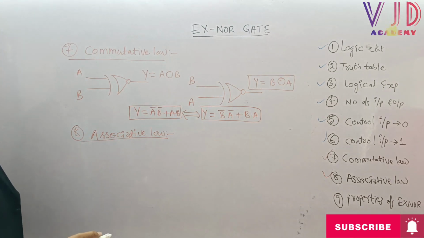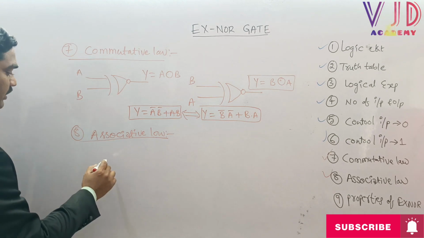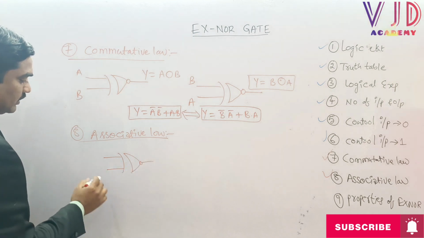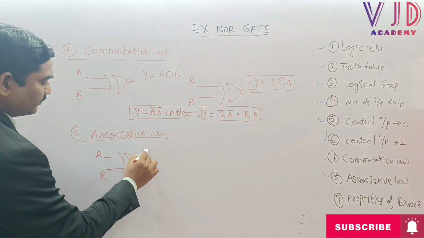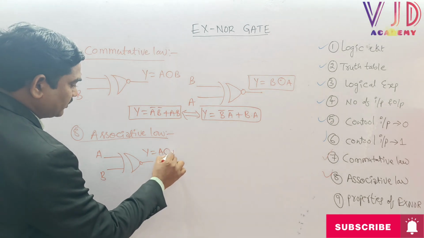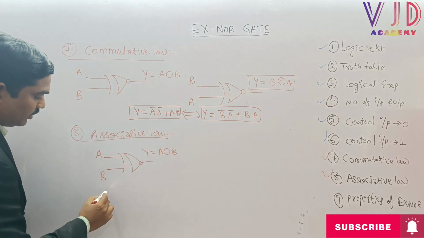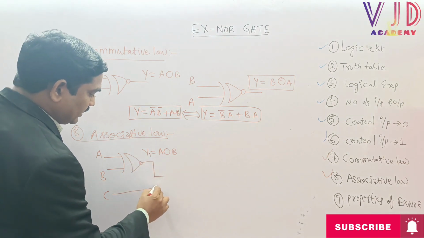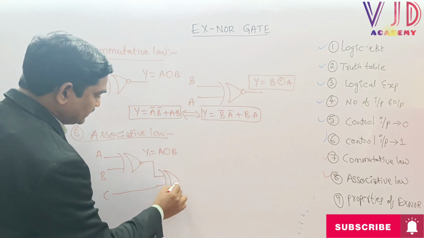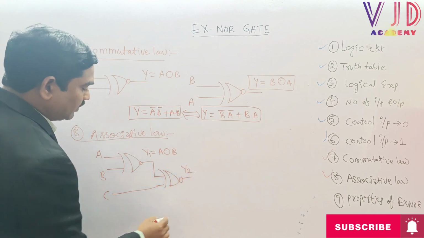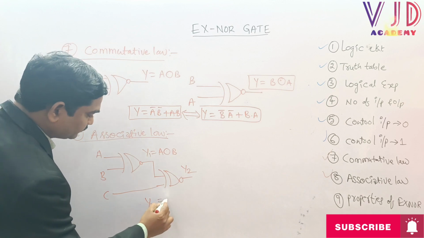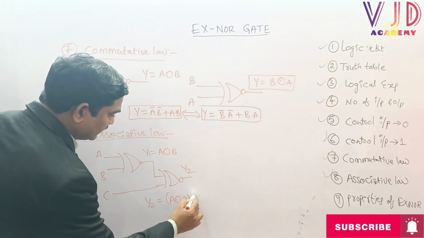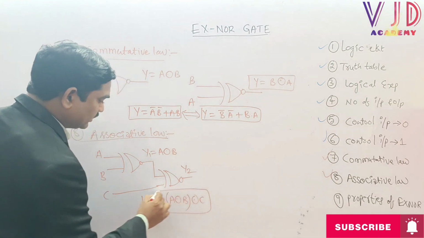Associative law. What is the associative law? It means when we add one more input to the logical circuit, we know that here A and B, y equal to A XNOR B. Now if I add one more input C, let me call this y1, and if I add one more input, this is the y2 output. What will happen, sir? y2 equal to A XNOR B, and then XNOR C. So this is output 1.